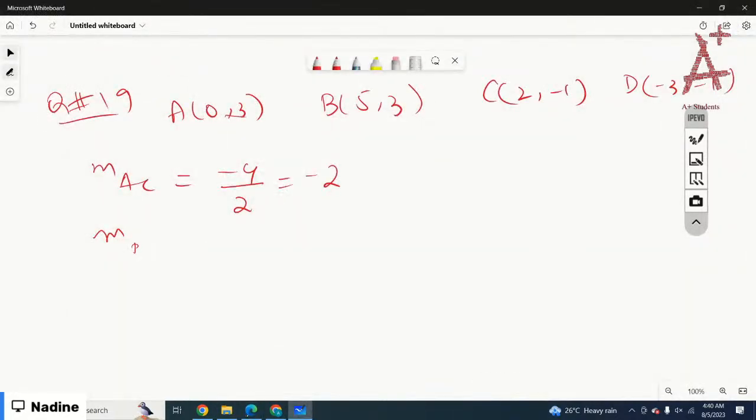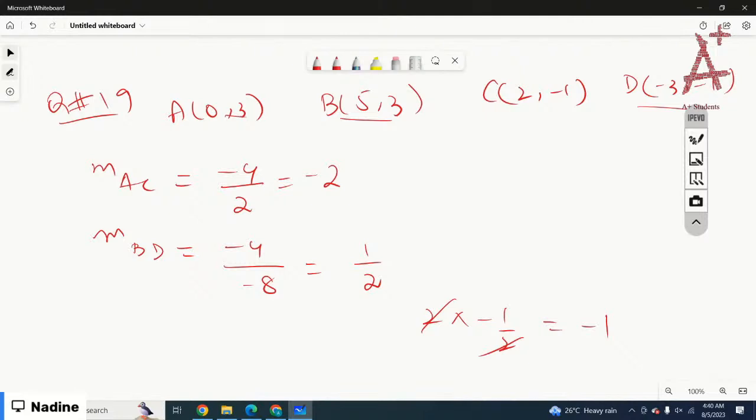Slope of AC is -2 and the other diagonal is BD. So the slope of BD is -1 minus -1, and -3 minus 5 is -8... so it is 1 over 2, right? You can just multiply the slopes. The answer is -1. That means yes, they are perpendicular to each other, right?